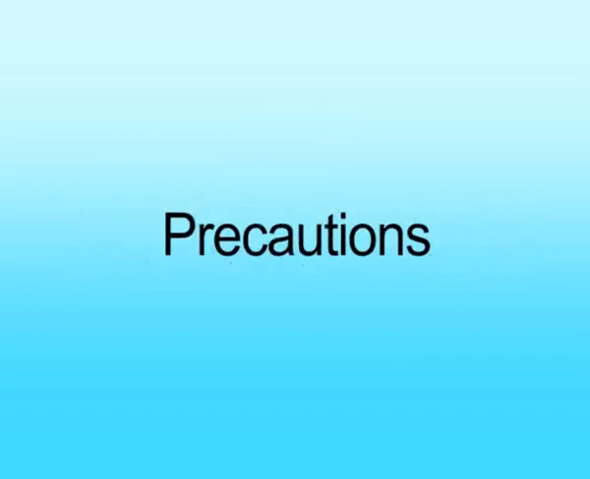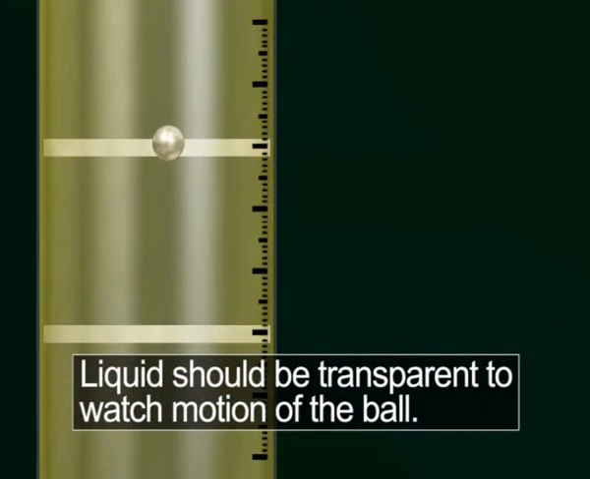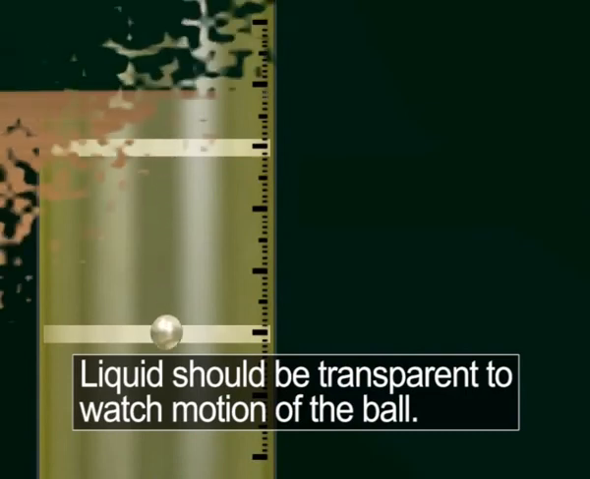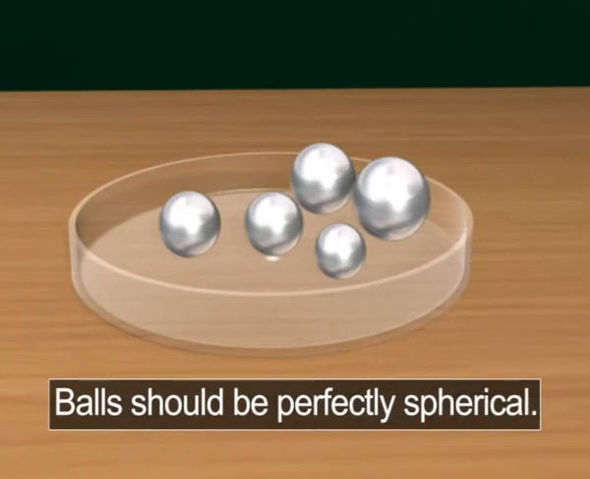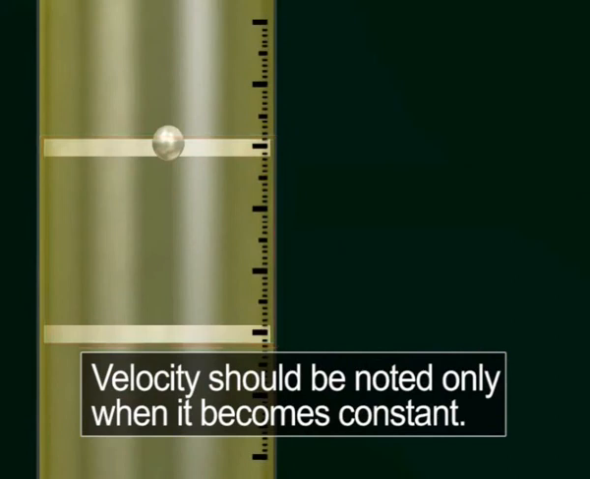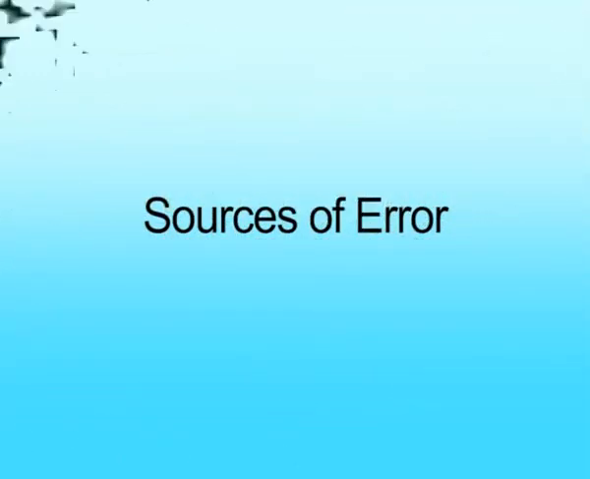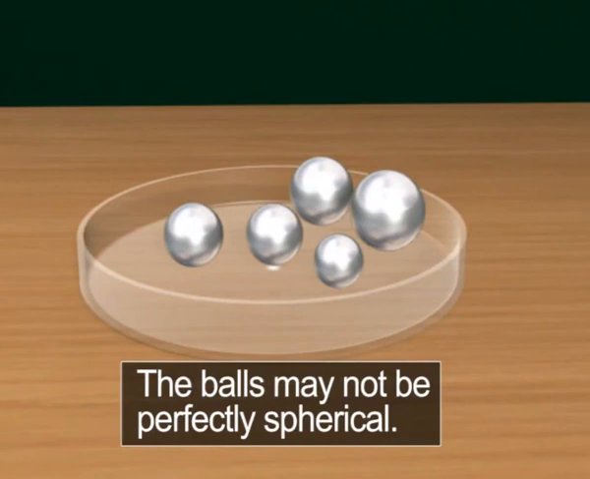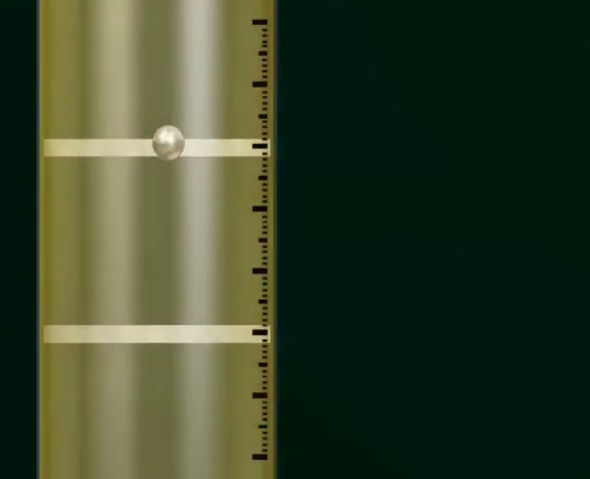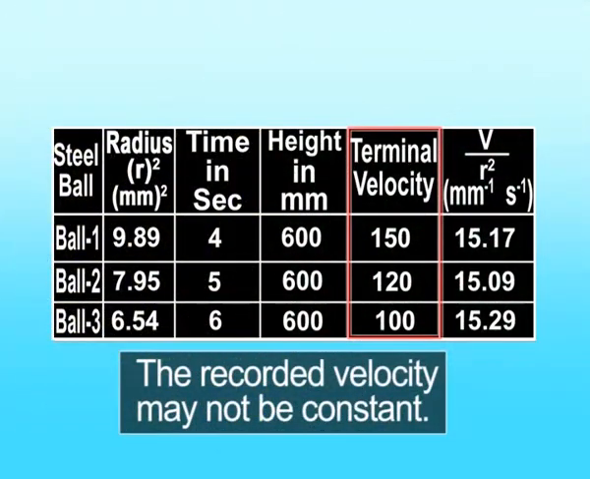Let's have a look at the precautions regarding this experiment. Liquid should be transparent to watch the motion of the ball. Balls should be perfectly spherical. Velocity should be noted only when it becomes constant. The most probable sources of error are: the balls may not be perfectly spherical, the liquid may not have uniform density, the recorded velocity may not be constant.